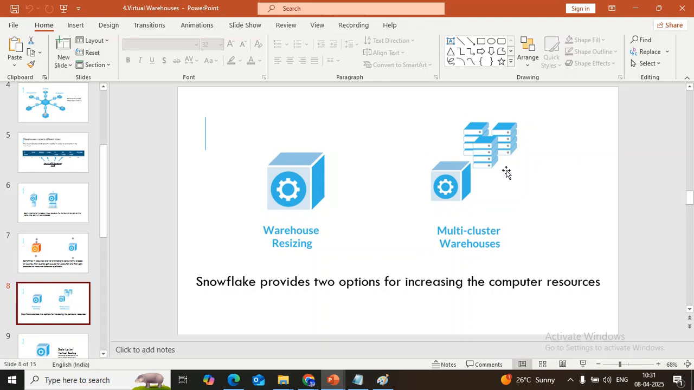In that scenario, multi-cluster comes in. Snowflake provides two options for increasing compute resources: one is warehouse resizing, and the other is multi-cluster warehousing.